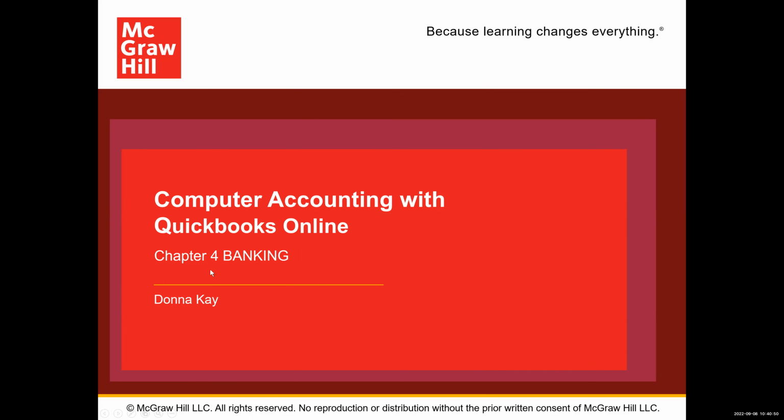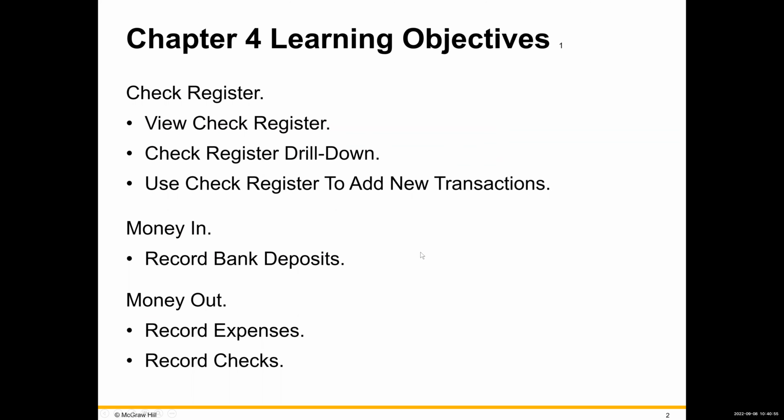QuickBooks Online, Chapter 4, Banking. These are the learning objectives of Chapter 4. We're going to learn about the check register, and we'll be viewing the check register. And what is a check register? Well, it's all the ins and outs of an account, right? And what you can do, not only when you view it, you can drill down to see the source documents. You can even use the check register to add new transactions.